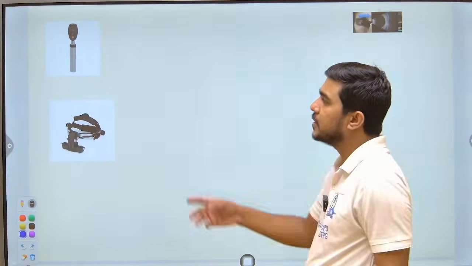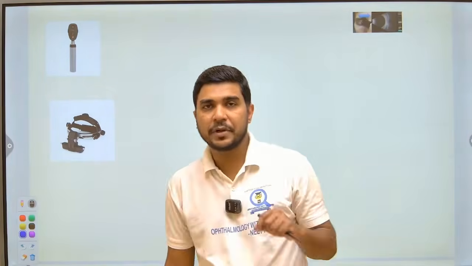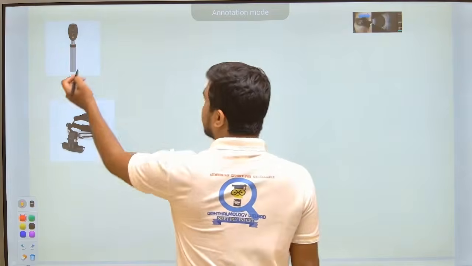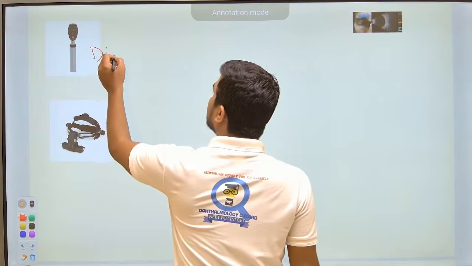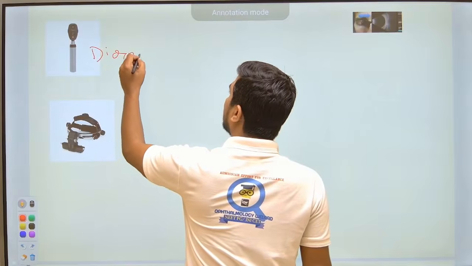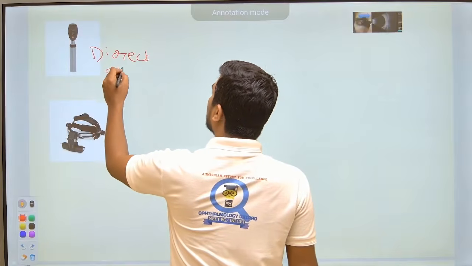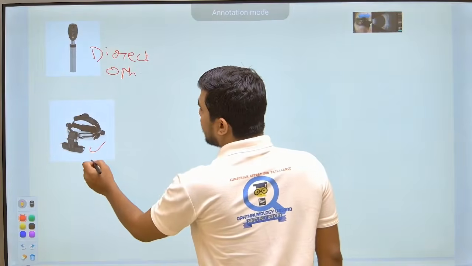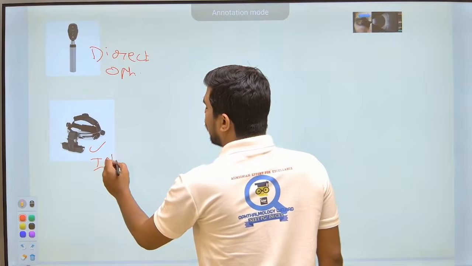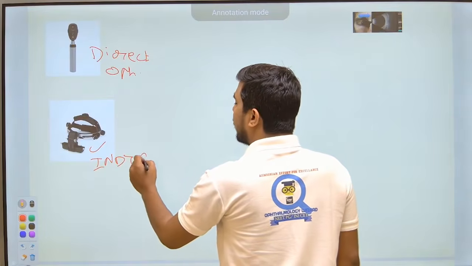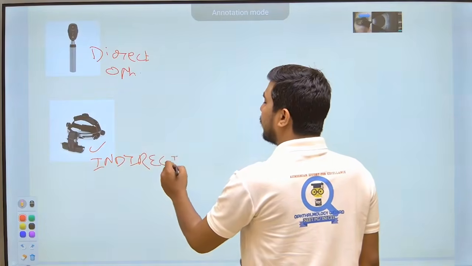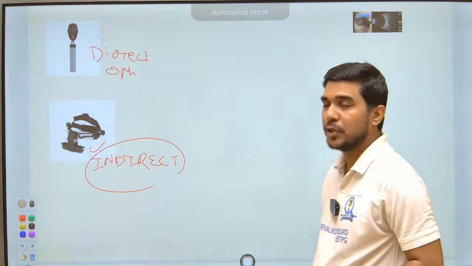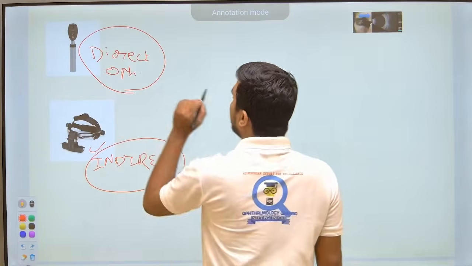I have already discussed these two instruments in the optical portion in the first part. What is this? This is nothing but the direct ophthalmoscope, right? And what is this? This is nothing but the indirect ophthalmoscope. Direct ophthalmoscope, indirect ophthalmoscope. I have already told you the difference.